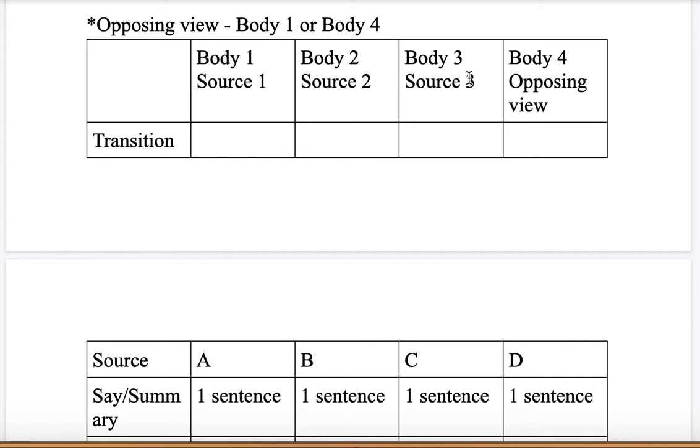start drafting your paper. And remember, if it's argumentative, you must have an opposing view. You want to show the reader you are unbiased. You might not agree with the opposing view, but you want to show that you can respect their view, that they have a valid point. So the opposing view, you can use body 1 for the opposing view or body 4, but you must have evidence for the opposing view as well.